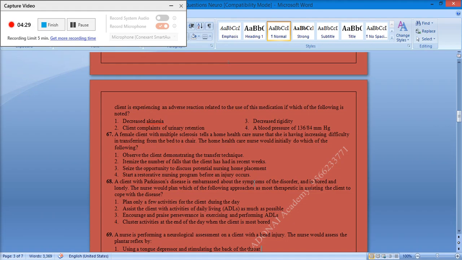The correct answer is 2. A client complains of urinary retention.